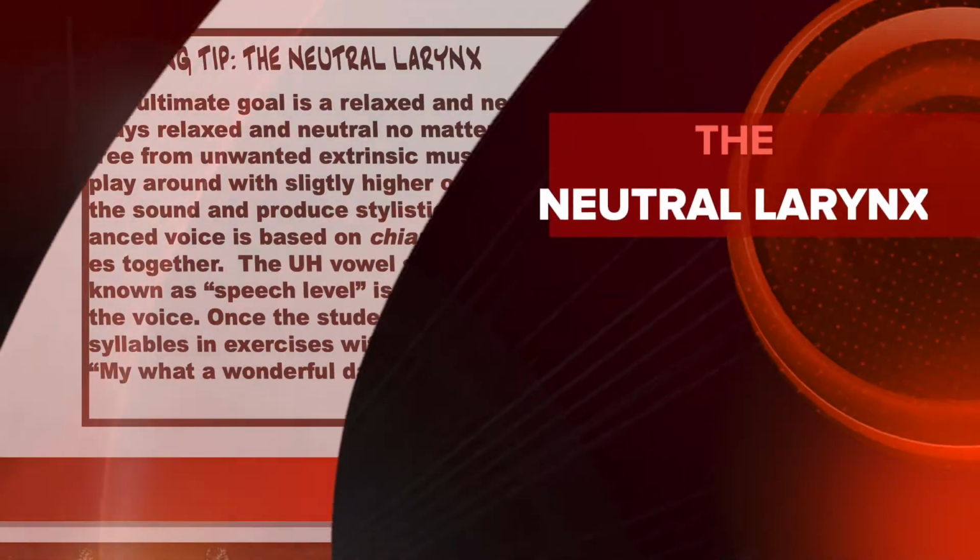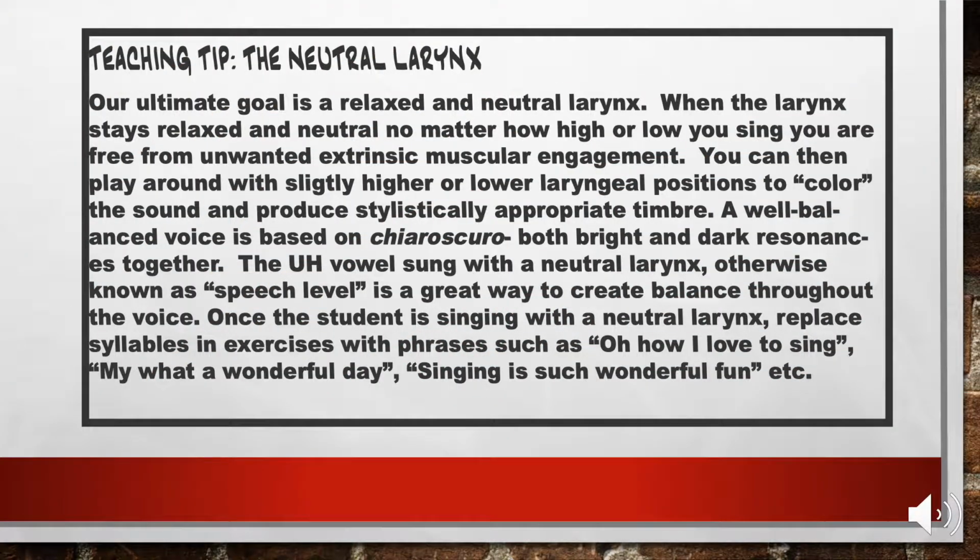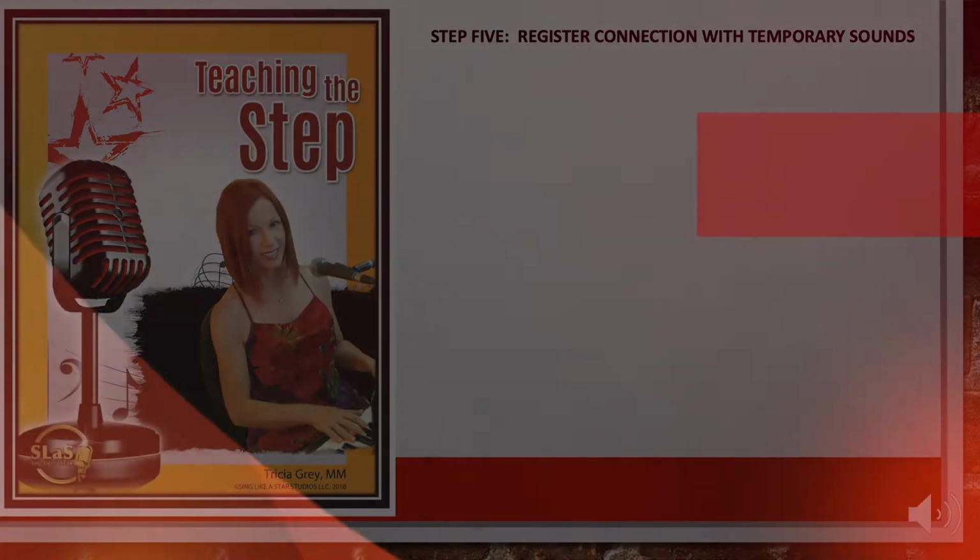The neutral larynx. Our ultimate goal is a relaxed and neutral larynx. When the larynx stays relaxed and neutral, no matter how high or low you sing, you are free from unwanted extrinsic muscular engagement. You can then play around with slightly higher or lower laryngeal positions to color the sound and produce stylistically appropriate timbre. A well-balanced voice is based on chiaroscuro, both bright and dark resonances together. The A vowel, sung with a neutral larynx, otherwise known as speech level, is a great way to create balance throughout the voice.